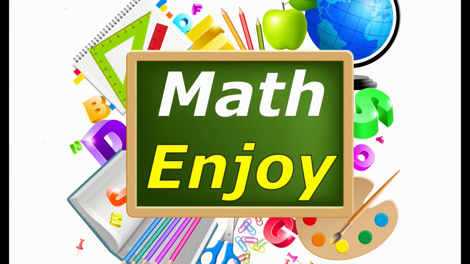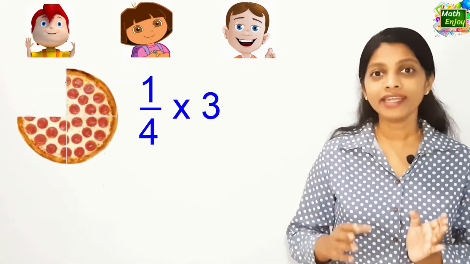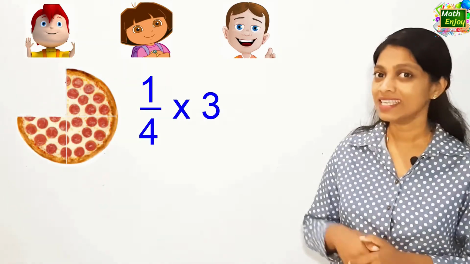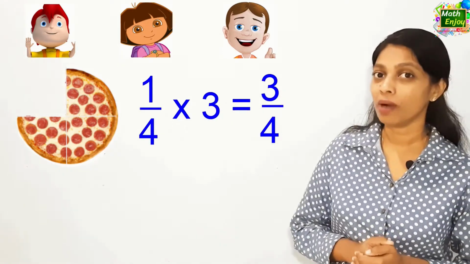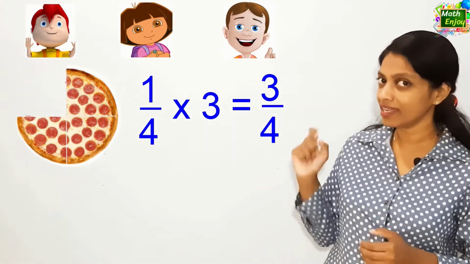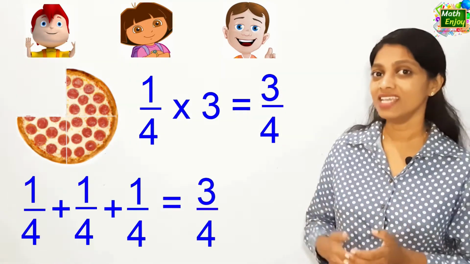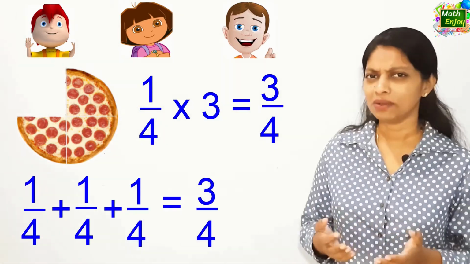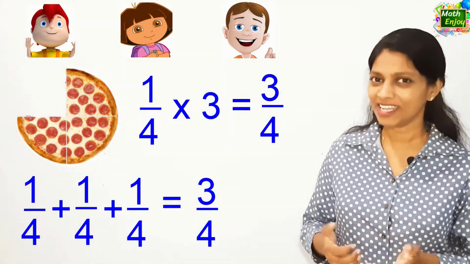Hello everyone. In today's video, we are going to discuss how to multiply fractions. There are three friends. Each of these friends has a quarter of a pizza. Then altogether, three of them have 3 times a quarter. It is 3 quarters. Here I have multiplied a quarter by 3. Otherwise, we can add these quarters in this way. Then also we can take the answer as 3 over 4.